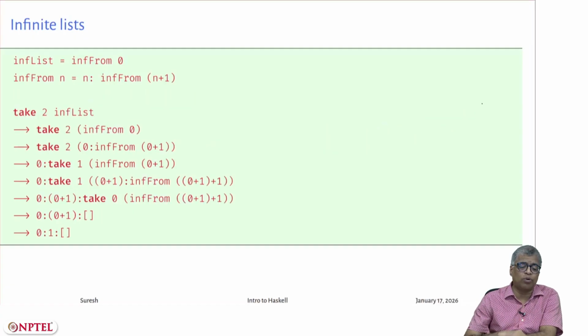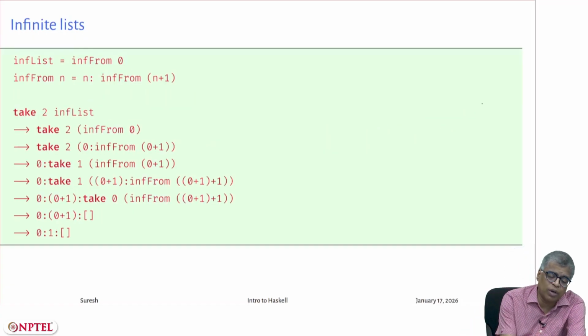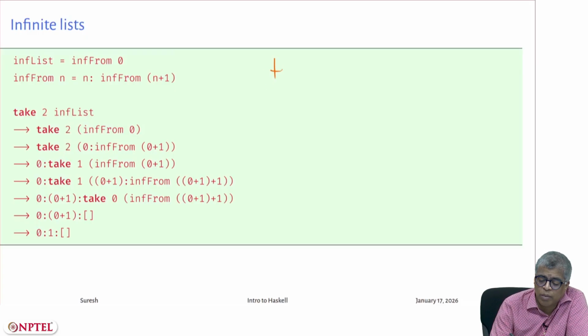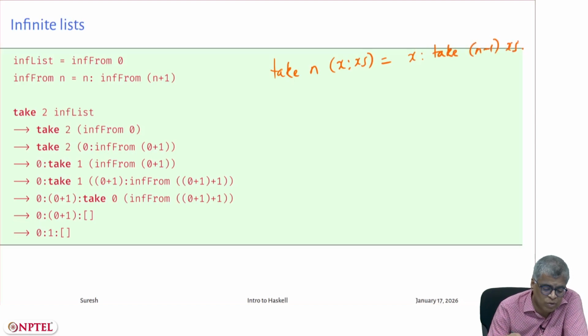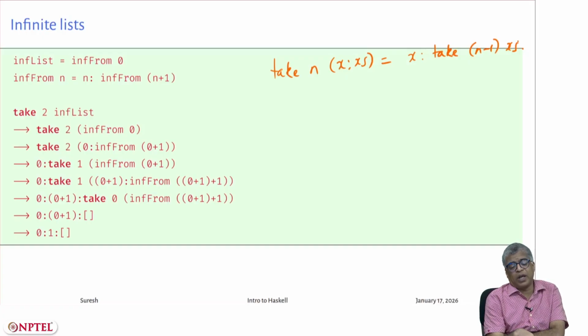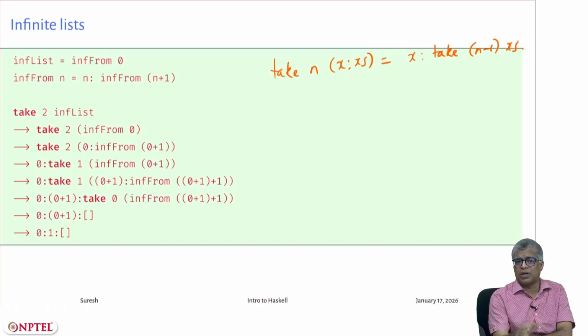And similarly, if I want to do take 2 of the infinite list, take 2 of inf from 0 is nothing but take 2 of 0 followed by inf from 0 plus 1. But at this point, remember, take n of x colon xs is x followed by take n minus 1 of xs. So that is what it is applying: 0 followed by take 1 of inf from 0 plus 1. Once again, it will say, oh, what is inf from 0 plus 1? It is 0 plus 1 followed by inf from 0 plus 1 plus 1. Okay, it doesn't even care to simplify 0 plus 1 to 1 at this point of time.